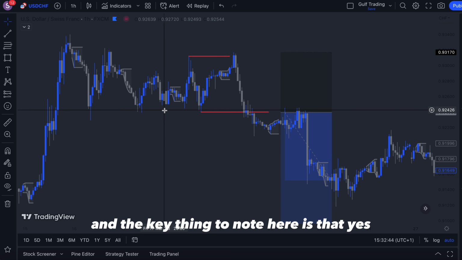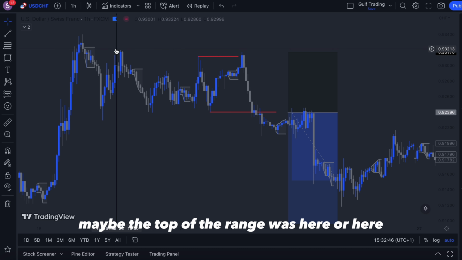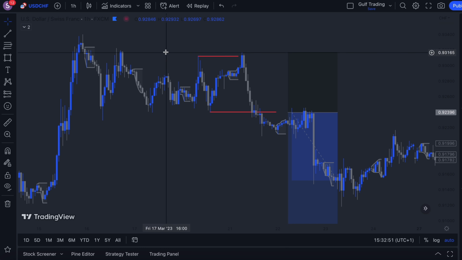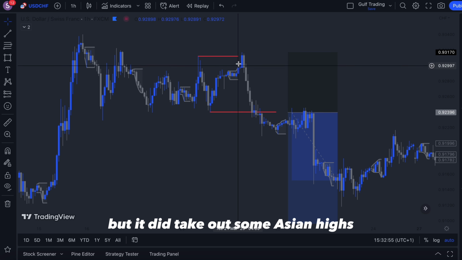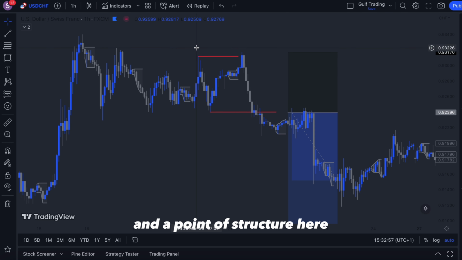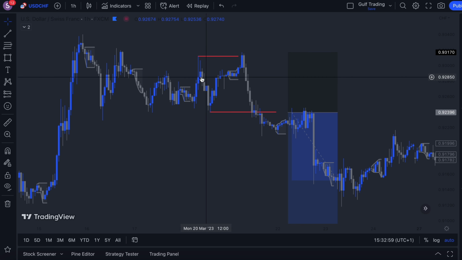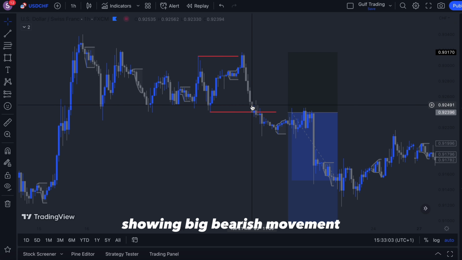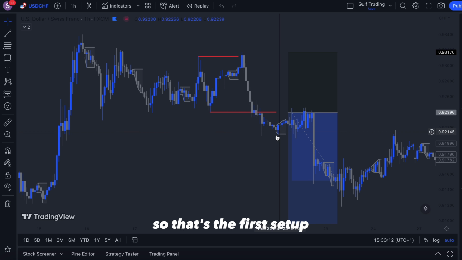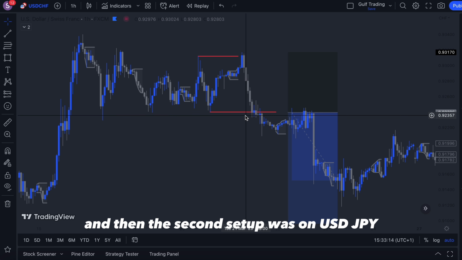And the key thing to note here is that yes, maybe the top of the range was here or here, and those points weren't taken out. The liquidity grab didn't shoot up and then shoot down, but it did take out some Asian highs and a point of structure here where there was liquidity resting. Took it out and then reversed, showing big bearish movement. So that's the first setup, and then the second setup was on USD JPY, so I'll get into that now.